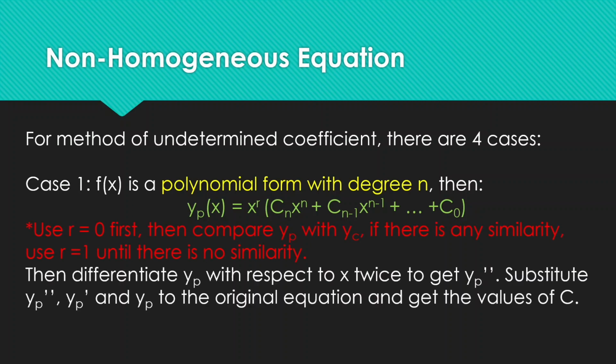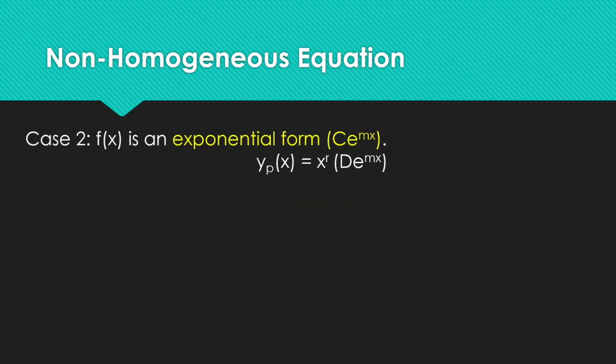Then differentiate yp with respect to x twice to get yp''. Substitute yp'', yp', and yp into the original equation to get the values of c. Case 2, f(x) is an exponential form, ce^(mx). yp(x) equal to x^r de^(mx).